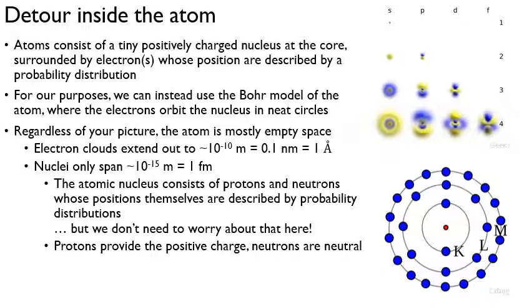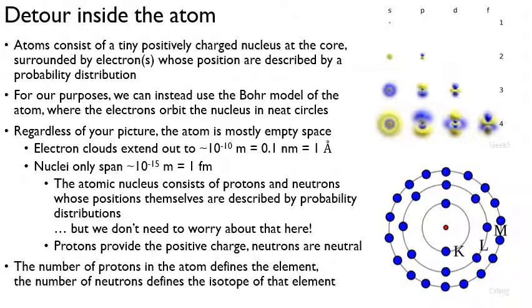So the protons in the atomic nucleus provide a positive charge, and the neutrons are neutral. Typically for a neutral atom, you're going to have some number of protons and the exact same number of electrons. So when the number of protons in the nucleus equals the number of electrons orbiting that nucleus, then you have a neutral atom. You can be missing some of these electrons, and then you have a positively charged atom that's called an ion, that we'll talk about in a little bit.